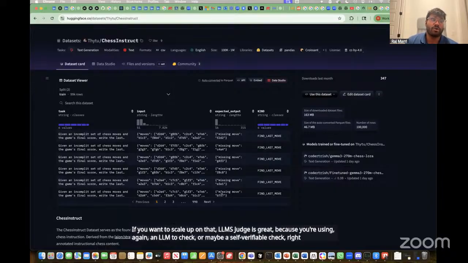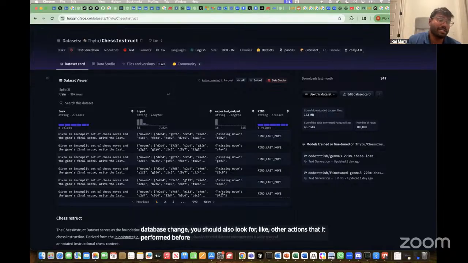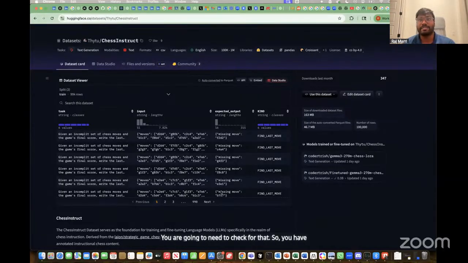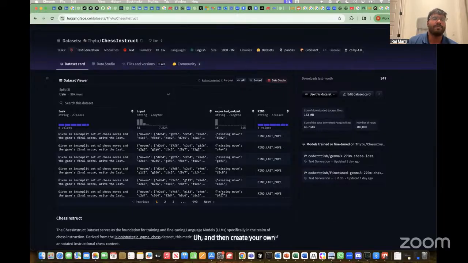When I gave an example of whether the booking went through or not, whether the agent was able to successfully do a booking or not, you just go and check the database state. If the database state changed, it means that it successfully did the booking. But not just the database change, you should also look for other actions that it performed before that, right? Did it do research or not? You again need to check for that. So you have this series of actions that has to lead to a booking. You log all of those actions and then create your own evals and scoring based on that. These are all personal to the domain task that you're solving.